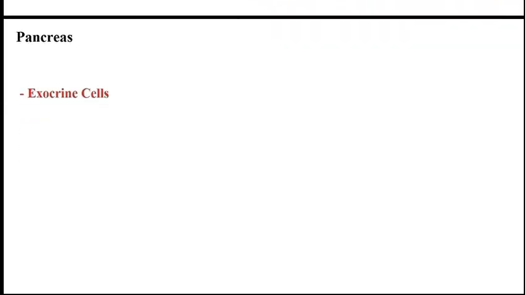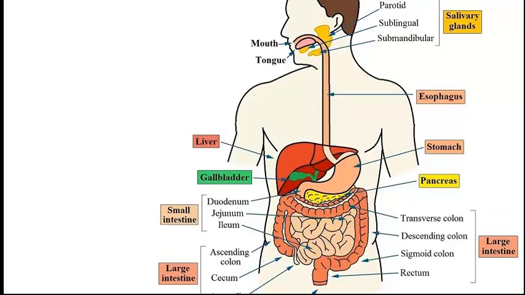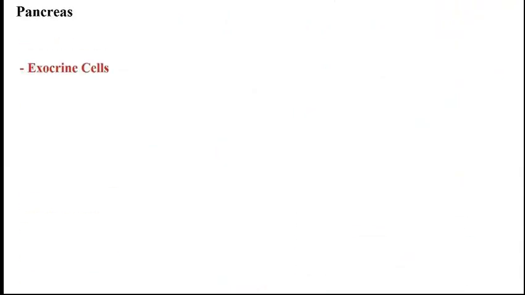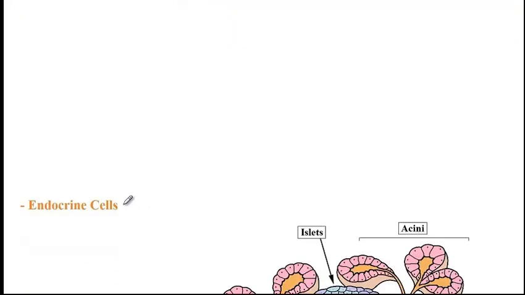Next, we have the pancreas, which is located on the left side of the body. So we just discussed how the liver and gallbladder are on the right side of the body. The pancreas is, on the other hand, on the left side of the body. All right, so the pancreas is located on the left side, and it contains both exocrine cells, which are required for digestion of nutrients, and endocrine cells that are required for production of hormones.